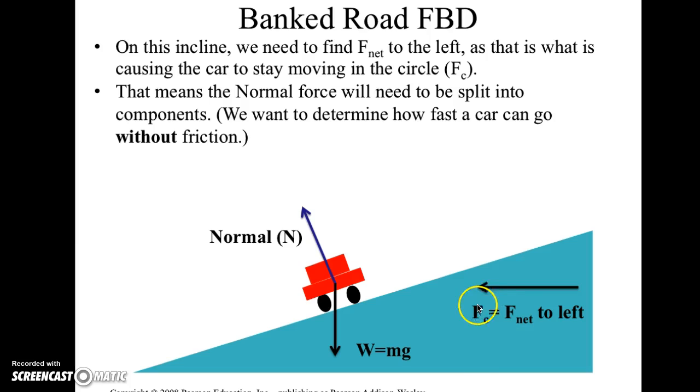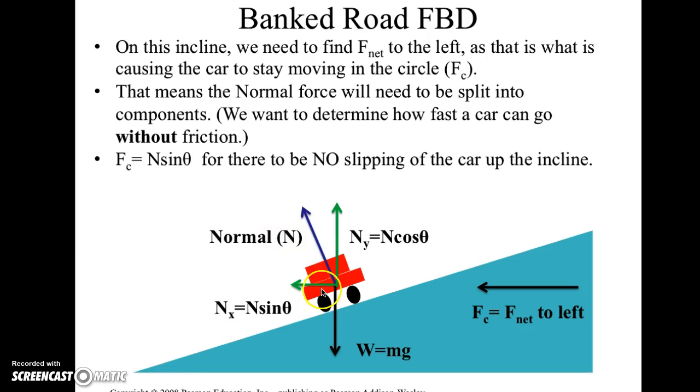And so for here, I need to line up things that are just perfectly vertical and horizontal, which means it's the normal force that needs to be split into components. If I split the normal force into components, this is the angle of the incline. And so this is the side that is adjacent, and that's why that's n cosine. And then we have an n sine component. And so here, if the centripetal force is equal to this, then the car will stay put. It won't start sliding up the incline and going straight.